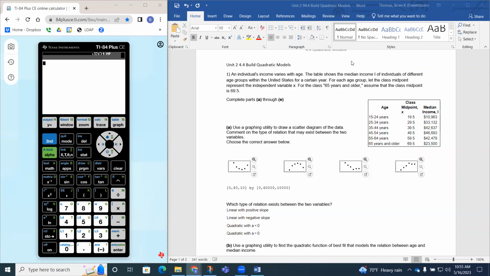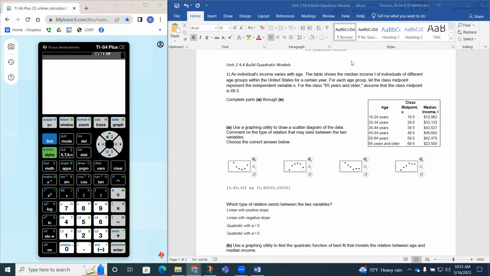So 4.4 is building quadratic models. So let's look at question 1. An individual's income varies with age. The table shows the median income, I, of individuals of different age groups within the United States for a certain year. For each age group, let the class midpoint represent the independent variable, X, and for the class 65 years and older, assume that the class midpoint is 69.5. So we're going to complete parts A through E.